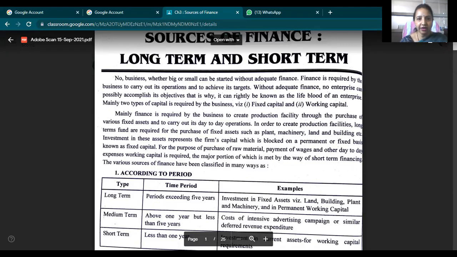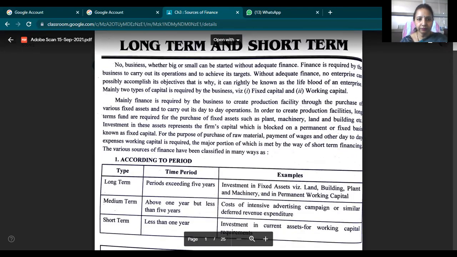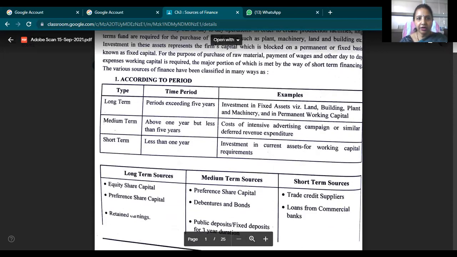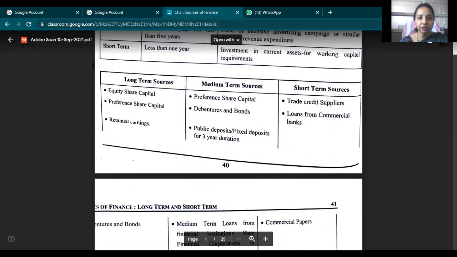So sources of finance, long term and short term. According to time period, there are various sources of finance which have been classified. In our previous lecture we discussed traditional and modern ways. Now, in this Sharma Publication, he has classified the various sources of finance on the basis of time period. Long term, medium term, short term examples have been given.